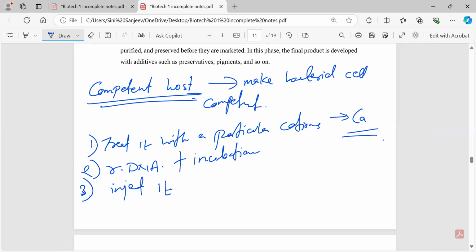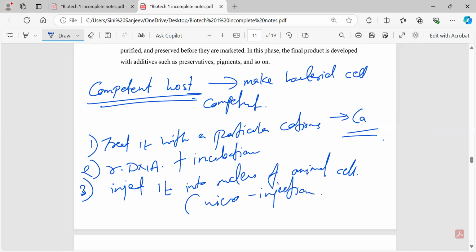Inject it into whatever nucleus is there of the animal cell. Now, this process is called what? Microinjection. There will be a gun, which is basically called a gene gun, in which whatever your gene is will be present. With very high velocity, you just pull that gun, and it will go into the nucleus of the animal cell where you want to insert it.